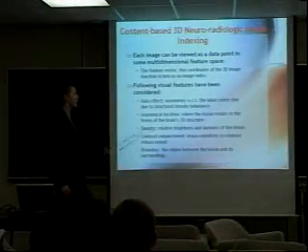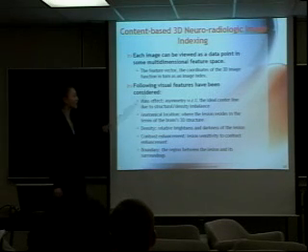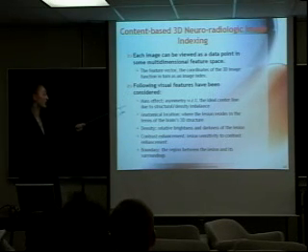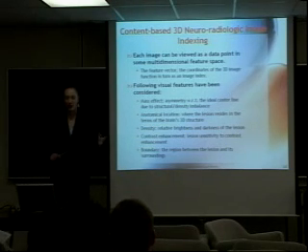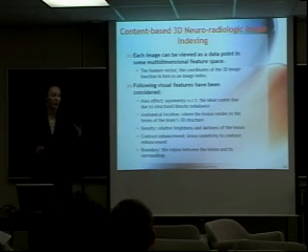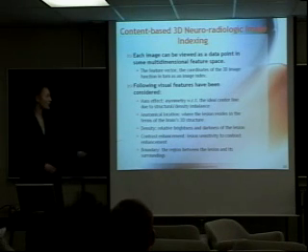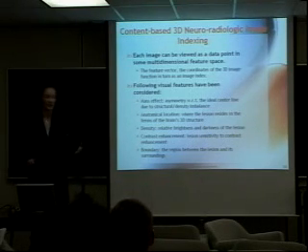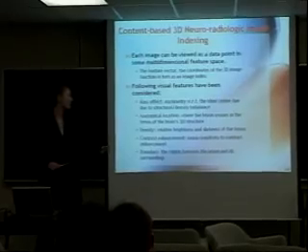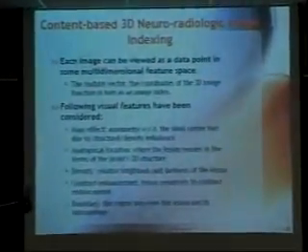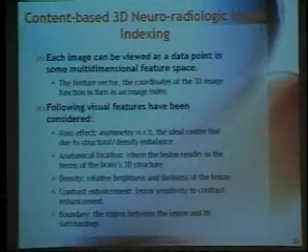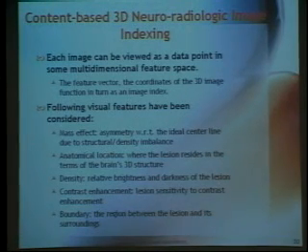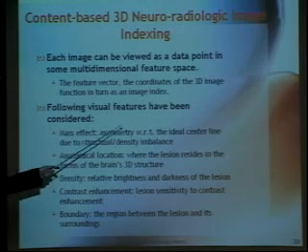This is another content-based image indexing technique, and it's used in neuroradiologic image indexing. In this technique, each image can be viewed as a data point in some multidimensional feature space. And I chose this study because it really highlights how important it is to define a feature set when talking about content-based image indexing in biomedical databases. In order to index something meaningfully, you have to have a predefined set of features by which you want to do indexing. In the following study, the following visual features have been considered.